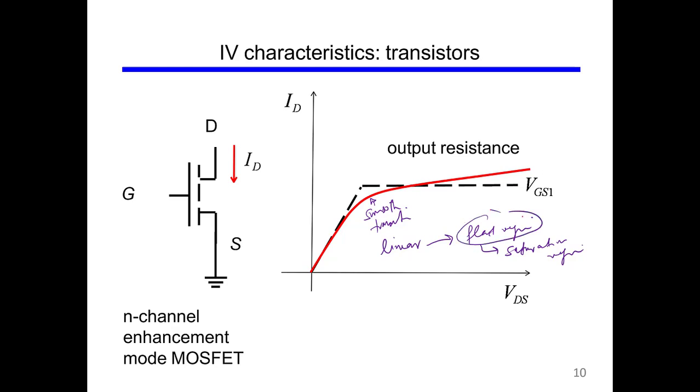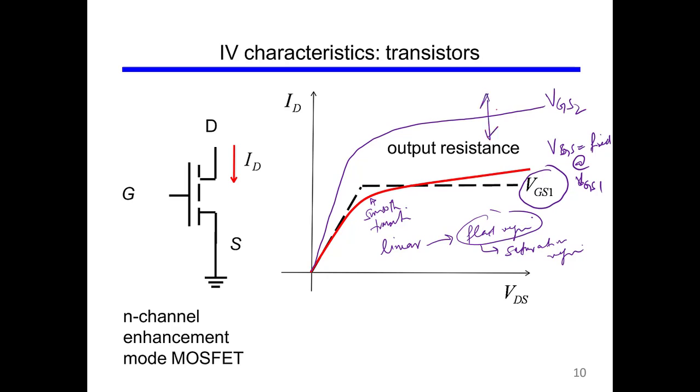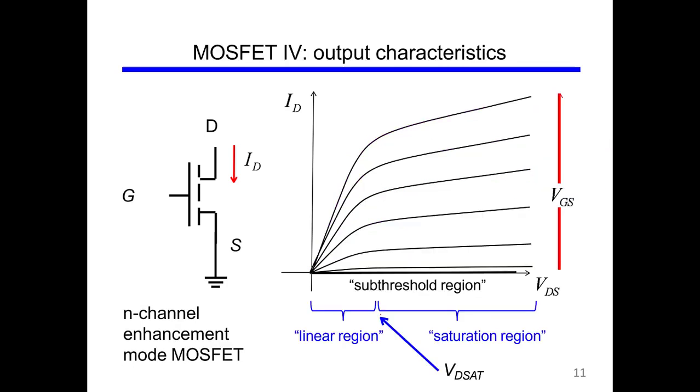We can use flat or saturation, anything you like. So we have a smooth transition from linear to saturation region, and you see here the VGS is fixed at a certain value, which is VGS 1. If I take another VGS, let's say VGS 2, then by changing VGS the curve can move up and down. Here again you see that if you change the VGS, you get this family of curves.